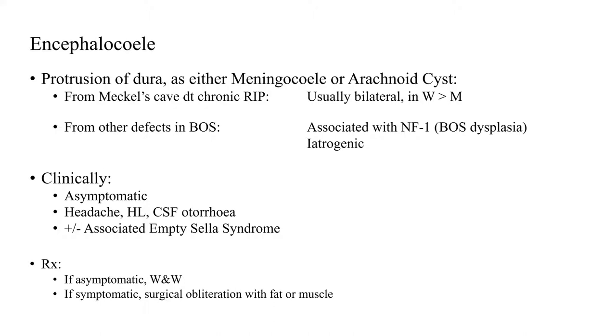Clinically, patients with an encephalocele would sometimes be asymptomatic, which is why one should, in some cases, do a scan before doing a biopsy of a unilateral sinonasal mass. They may present with non-specific symptoms like headache, hearing loss, and CSF otorrhea. And there is often an association with empty sella syndrome. There's a lot of literature as to whether there really is a common cause or if it's just an association, but I think that's a bit controversial.